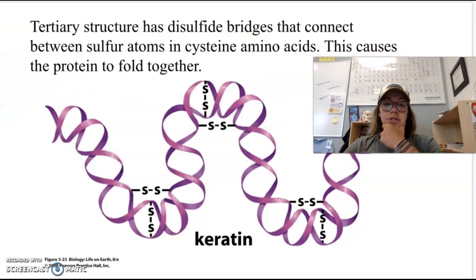So tertiary structure has disulfide bridges that connect between sulfur atoms and cysteine amino acids. This causes the protein to fold together. So there's a cysteine here and a cysteine here. That causes it to go, and then the cysteine here and the cysteine here causes it to fold again, and so forth.